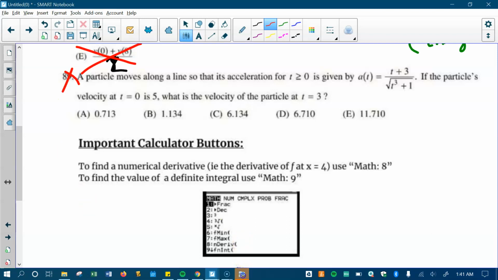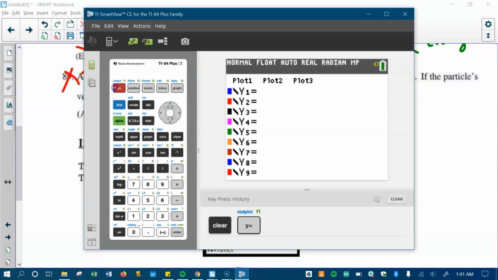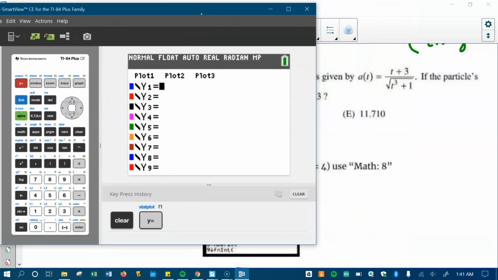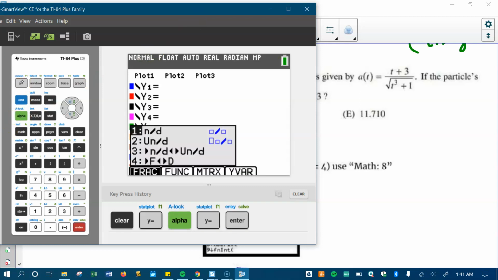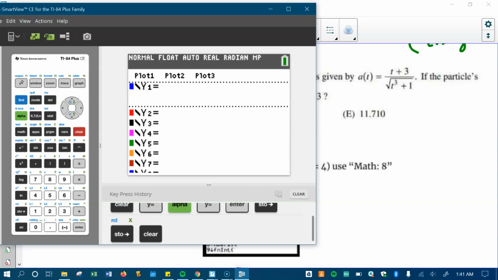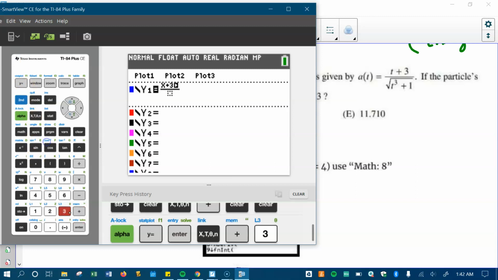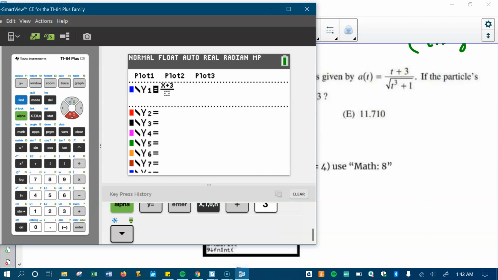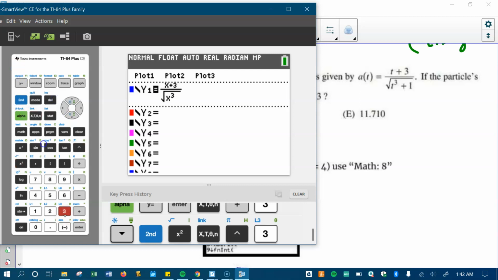Let's go and get our calculator out if you don't already have it. Clear this out. Let's go and enter that stuff. Now I learned this cool trick. I think it was alpha y equals. Yeah. Alpha y equals will give you a fraction. Love that one. Okay, let's try that again. Alpha y equals, and I got x plus 3, and at the bottom I have the square root, so second, here we got a square root of x cubed plus 1.